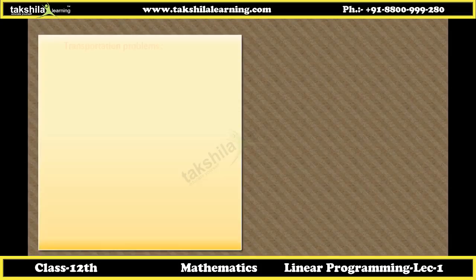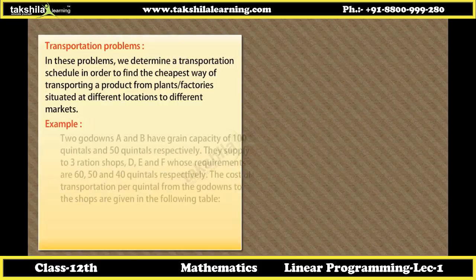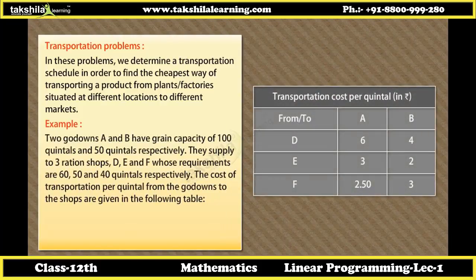Transportation problems. In these problems, we determine a transportation schedule in order to find the cheapest way of transporting a product from plants, factories situated at different locations to different markets. Example. Two godowns A and B have grain capacity of 100 quintals and 50 quintals respectively. They supply to three ration shops, D, E and F, whose requirements are 60, 50 and 40 quintals respectively. The cost of transportation per quintal from the godowns to the shops are given in the following table.